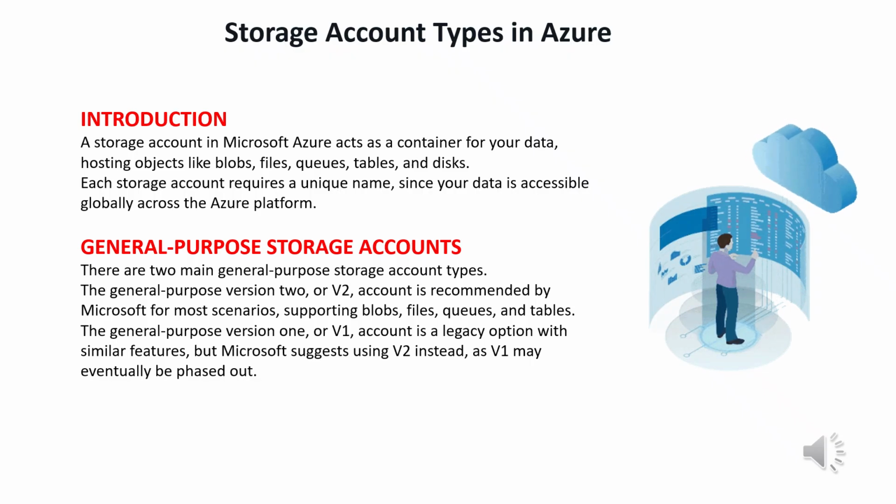General-purpose storage account types. There are 2 main general-purpose storage account types. The General Purpose Version 2, or V2, account is recommended by Microsoft for most scenarios, supporting blobs, files, queues, and tables. The General Purpose Version 1, or V1, account is a legacy option with similar features, but Microsoft suggests using V2 instead, as V1 may eventually be phased out.